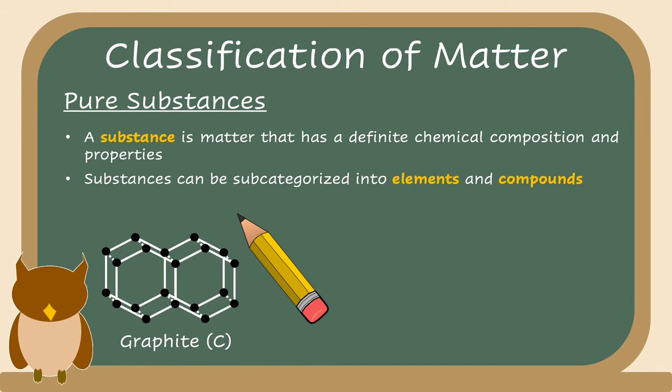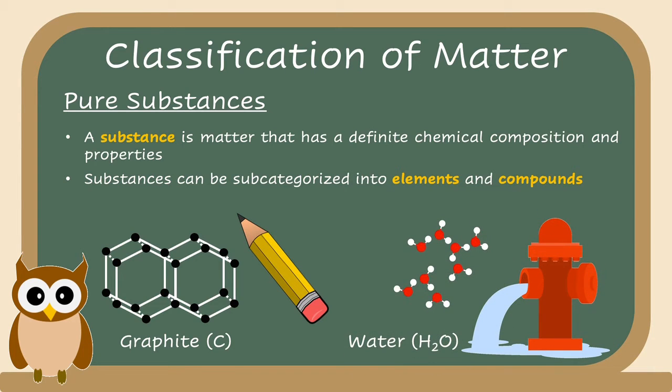For example, if you use graphite pencils like me when taking notes, you might know that graphite is a form of elemental carbon, and that at the microscopic level, the carbon atoms will always be arranged in a hexagonal lattice formation. Water, on the other hand, is an example of a compound, and it is made up of two elements. Always one oxygen atom and two hydrogen atoms for each molecule of water.